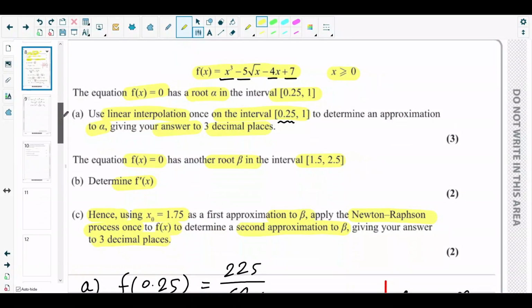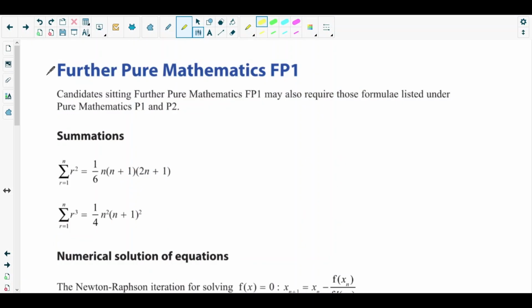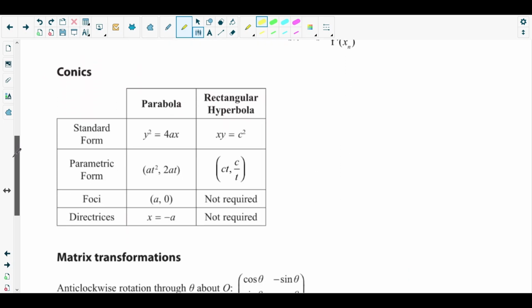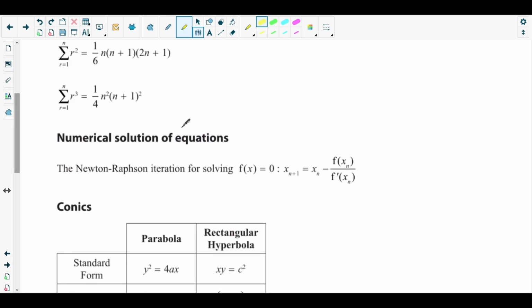Okay, so basically the formula for the Newton-Raphson method will be given in the formula booklet. You can check it from the FP1 part of the booklet. You will get it under numerical solutions of equations. Here it says x of n plus 1. So we need the second approximation, x1. x naught is given, so we need x1. x1 can be written as x of 0 plus 1, right? So we will use this formula to approach our answer for part C.